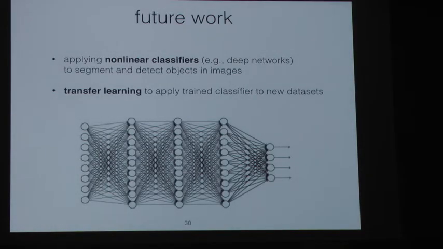Some of the future work is applying deep networks or deep learning to solve this segmentation problem. As I showed, there's a gap in segmentation performance that we can improve upon, and we're currently working on that. In addition, we're using transfer learning to take this really expensive manually annotated data, train a classifier, and then transfer that learned model onto a new data set that we haven't seen before.